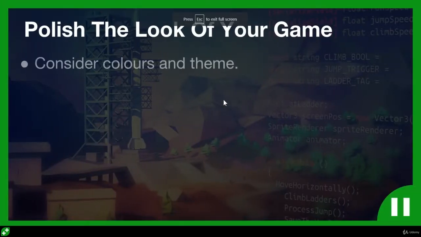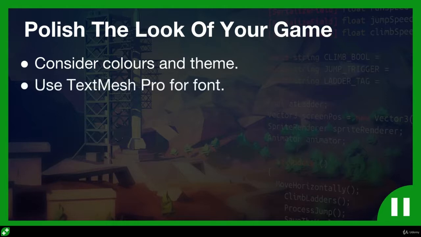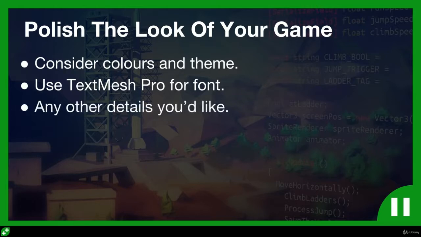I've got a challenge for you, which is polish the look of your game. Consider colors, consider your theme. If it's a steampunk theme, you might want to search for steampunk colors, as I've just done. Use TextMesh Pro at least for the title, also for the main font if you would like, and then any other details you would like.